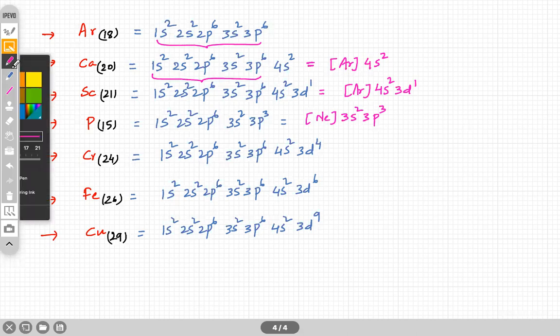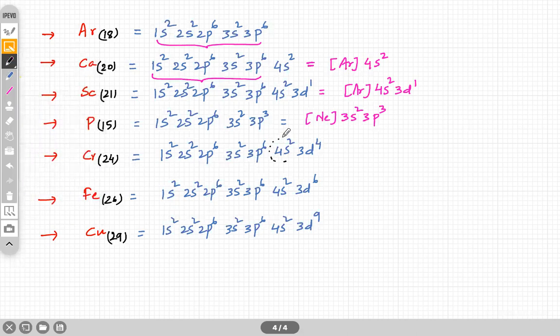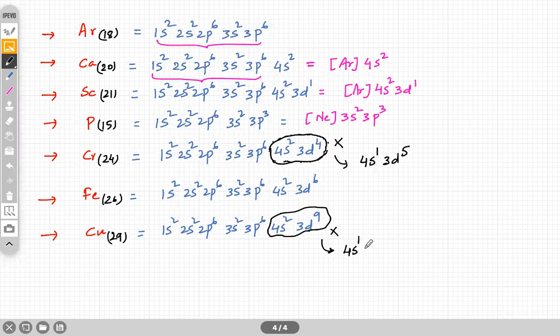But these two are not right here. This one is not right. This one is not right. And this one is also not right. These two are wrong. The correct one is, in presence of these two, we will have 4s1 and 3d5. And this one would be 4s1, 3d10. Why does it happen? Because this 3d5 has exactly half filled configuration.